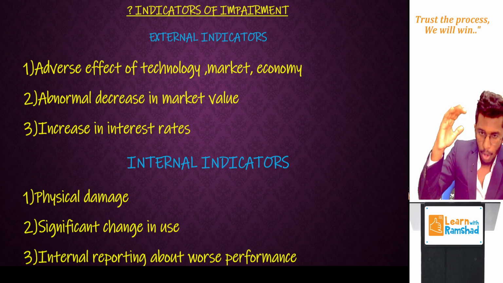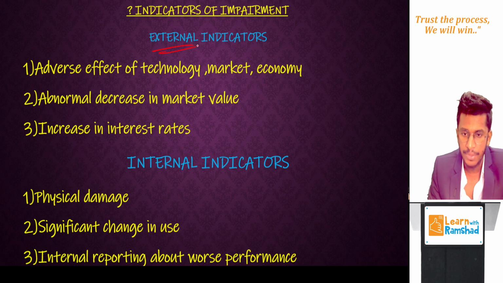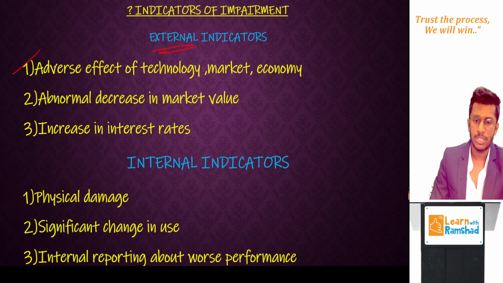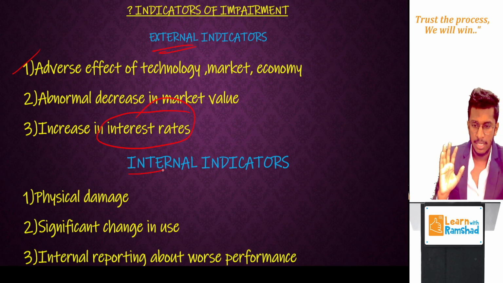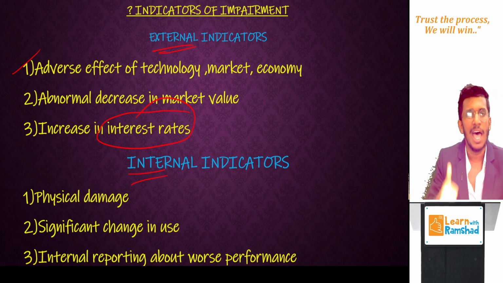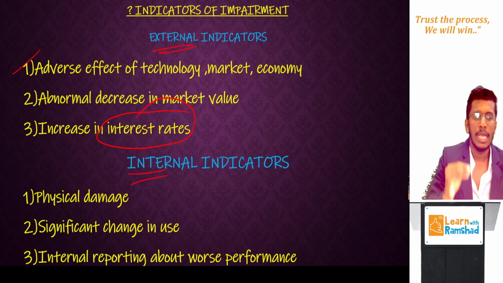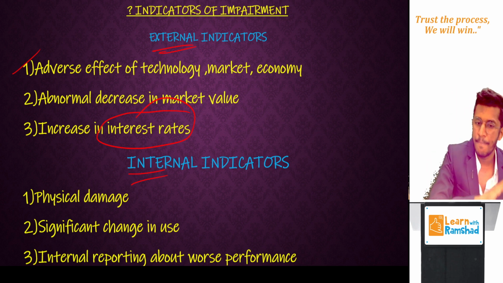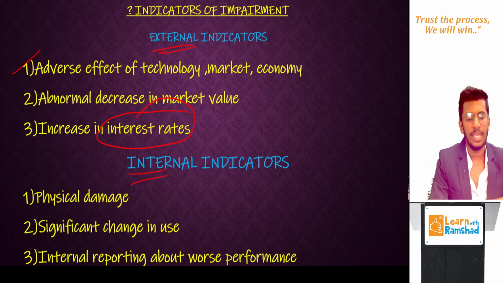Now I list out all these reasons. These are the official reasons. These are the external reasons we have: adverse effect of technology, market and economy, abnormal decrease in market value, and this is a pending item. We'll discuss it later. And here we discussed Ind AS in general. I think you're perfectly okay with what impairment actually is. Ready? Now we have to see how we calculate the impairment, or impairment testing. That is our next thing we have to discuss.